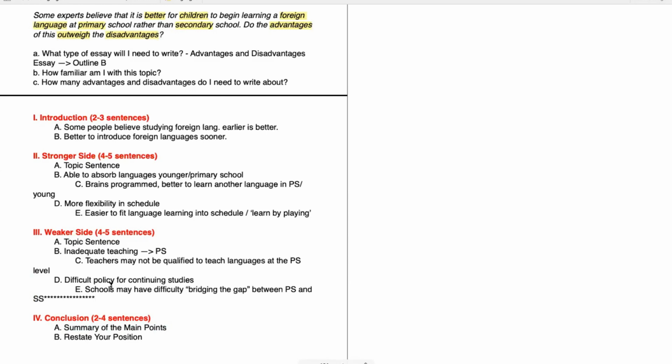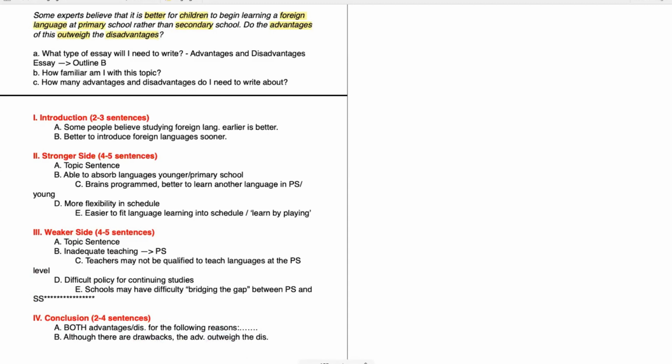I'll show you what I mean by that when we start writing. For the conclusion, just to summarize, I'm going to say there are both advantages and disadvantages for the following reasons. And I'm going to list my reasons just to recap everything I've talked about. And then I'm going to restate my position and say, basically, although there are drawbacks, okay, another synonym for disadvantages, the advantages outweigh the disadvantages, okay?